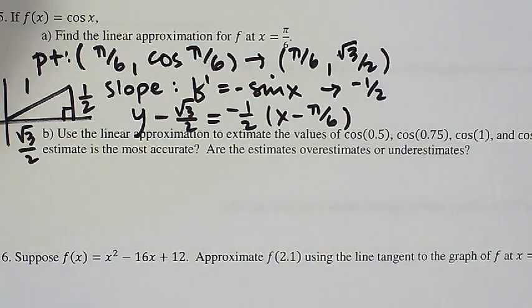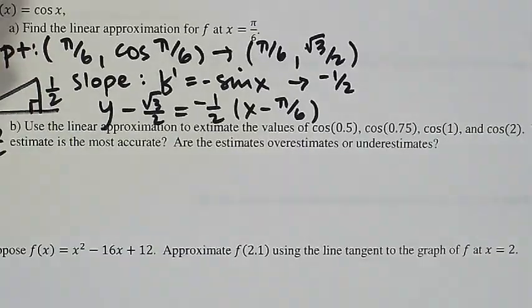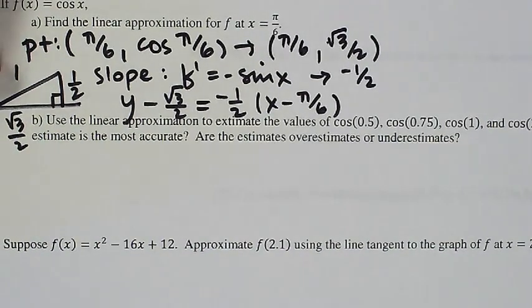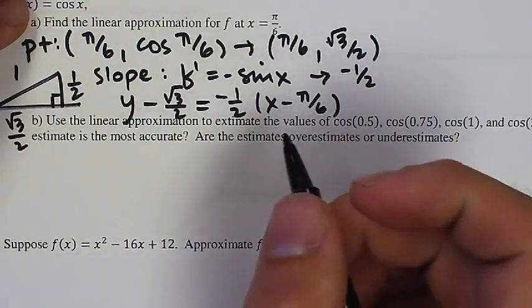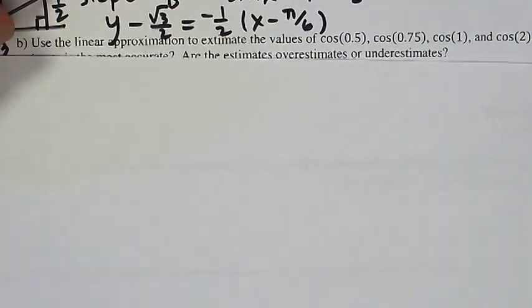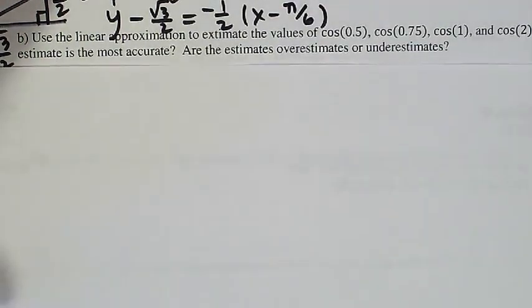Use the linear approximation to estimate the values of cosine of 1/2, cosine of 3/4, cosine of 1, and cosine of 2. Which estimate is the most accurate? Are they overestimates or underestimates? Right, that's kind of a lot. I'm bringing in some more paper here, and I can slide that up because all we need is the tangent line equation.